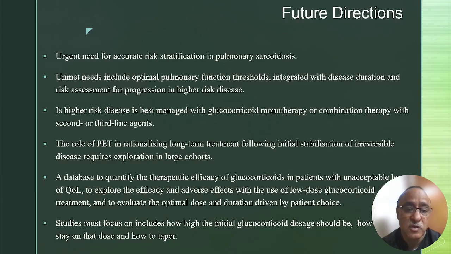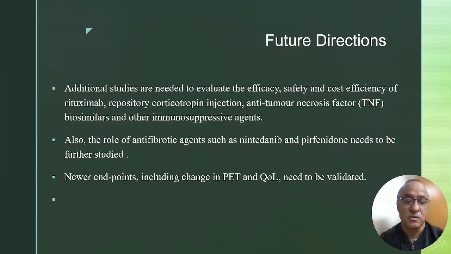We need to have a database to quantify the therapeutic efficacy of glucocorticoids in patients with unacceptable loss of quality of life, to explore the efficacy and adverse effects of the use of low-dose glucocorticoid treatment, and to evaluate the optimal dose and duration driven by patient choice. Studies also need to focus on how high the initial dose of glucocorticoids should be, how long a patient should stay on that dose, and how we should taper those. Additional studies are required to evaluate the efficacy and cost efficiency of rituximab, infliximab biosimilars, and other immunosuppressive agents. Also, the role of antifibrotic agents such as nintedanib and pirfenidone needs to be studied further.